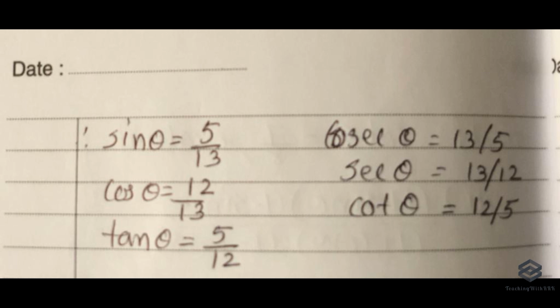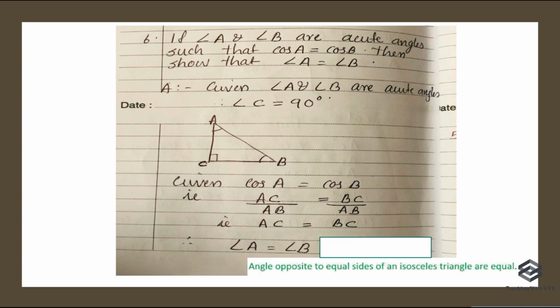Sixth question. If angle A and angle B are acute angles such that cos A equal to cos B, then show that angle A equal to angle B. Here it is given that angle A and angle B are acute angles. First draw a right angle triangle. Mark A and B as acute angles. This is right angle 90 degrees. So mark here and here A and B as acute angles.